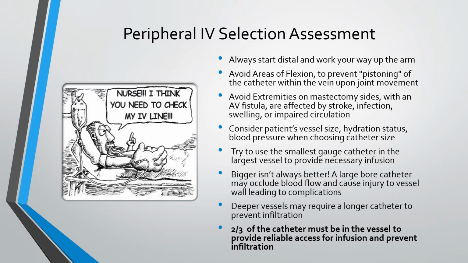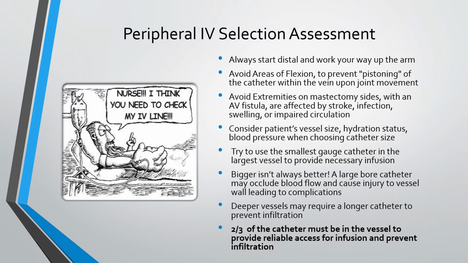Peripheral IV selection assessment. Always start distal and work your way up the arm. Avoid areas of flexion to prevent pistoning of the catheter within the vein upon joint movement. Avoid extremities affected by a mastectomy, that have an AV fistula, are affected by stroke, infection, have swelling, or impaired circulation. Consider a patient's vessel size, hydration status, and blood pressure when choosing the catheter size.